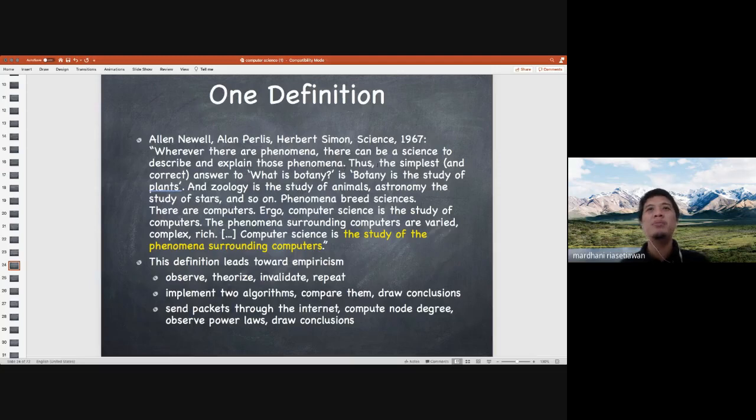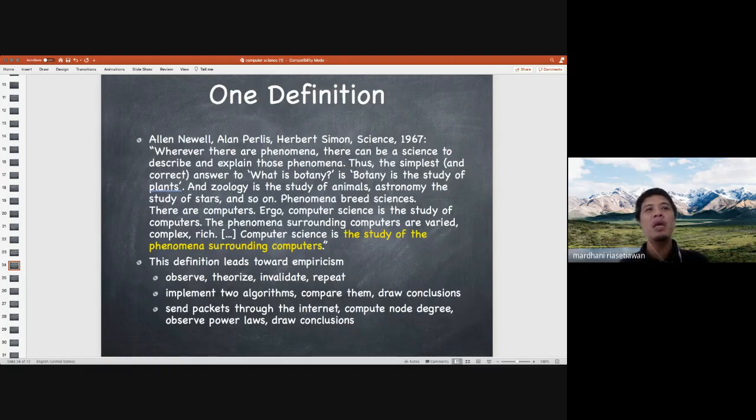And the simplest answer is, for example, what is botany? Botany is the study of plants, zoology is the study of animals, astronomy is the study of stars, and so on. So phenomena breed science. We are computers, so computer science is the study of computers, and the phenomena surrounding the computer are very complex. So computer science is the study of the phenomena surrounding computers. That would be the general definition.